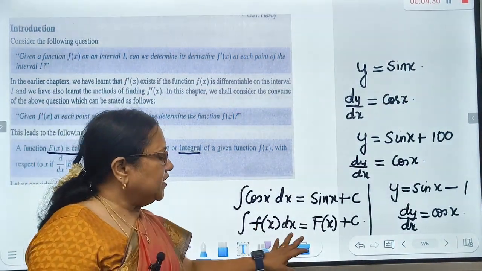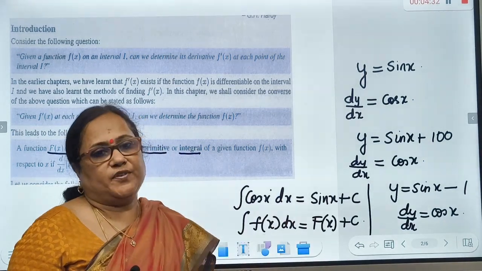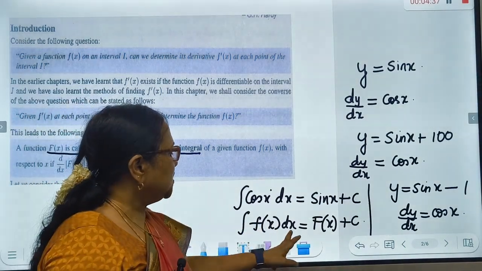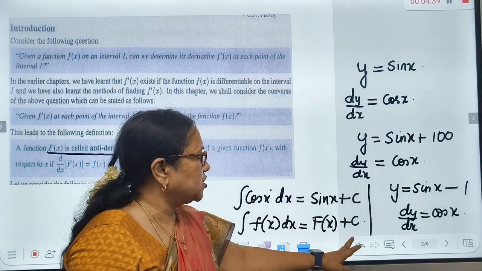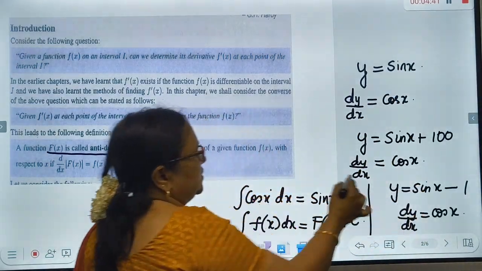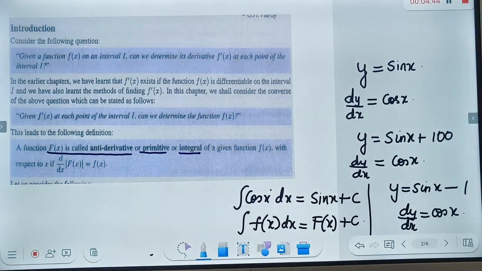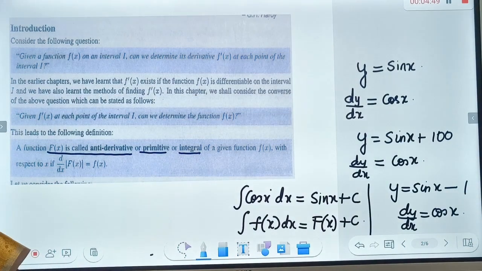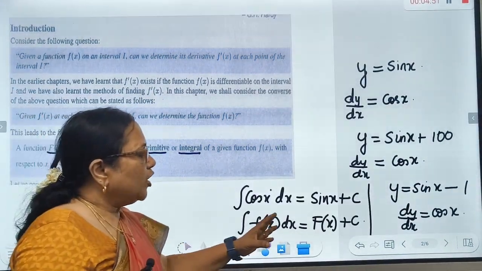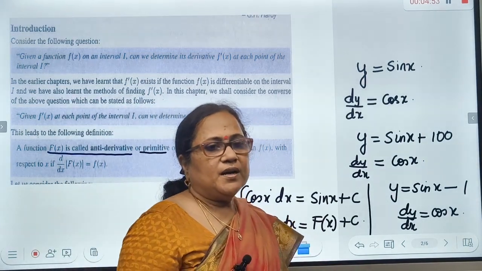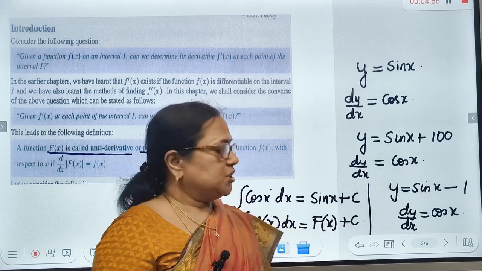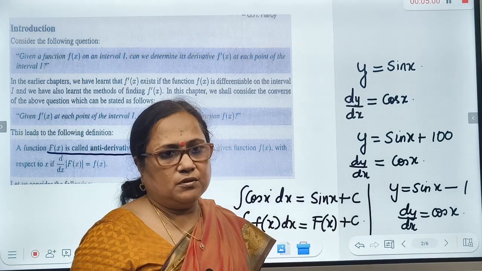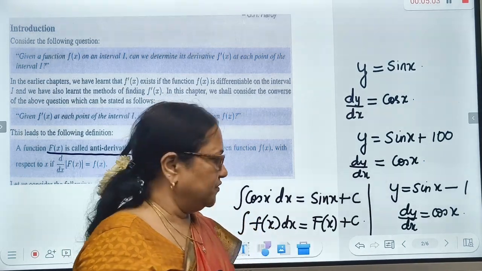So integral of f of x dx is a reverse process of differentiation. It is called integration. And integral of f of x dx will be capital F of x plus constant because, if y equal to sin x plus k, then dy by dx is cos x. So whenever we write the integral, what you get is not just one function, but a family of functions. What is capital F of x plus c? For each value of c, you get a curve, so you get a family of curves.